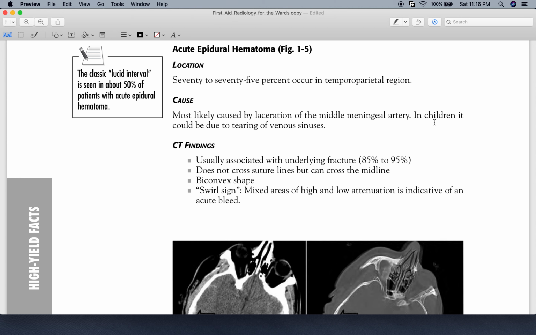In children, it could be due to tearing of venous sinuses. So when does the tearing of venous sinuses happen? For example, in the case of delivery using forceps. When you deliver a baby using forceps and pull the baby out of the uterus, you are increasing the chances of trauma, and the trauma will lead to tearing of the venous sinuses and lead to acute epidural hematoma. This is the cause of acute epidural hematoma.